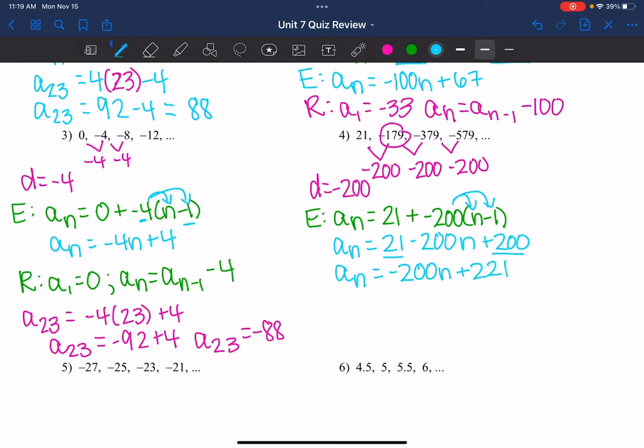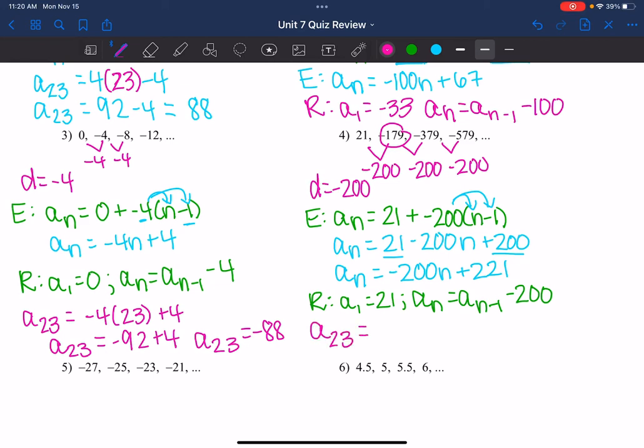Then I'm going to write my recursive formula as well. So that would be my first term equaling 21. And then a sub n equals a sub n minus 1 plus my common difference, so that would just be minus 200. Then to find that 23rd term, we use our explicit formula.